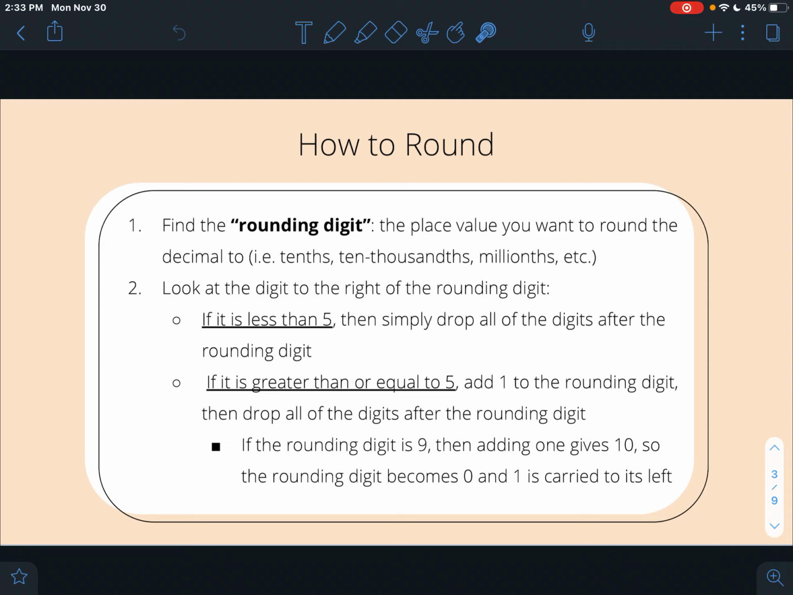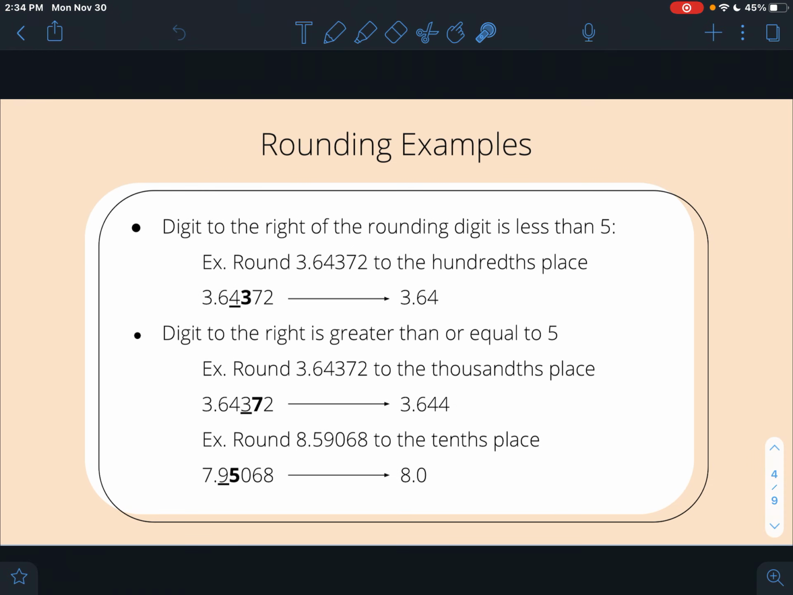Then, one important thing to note is that if the rounding digit is 9, then adding 1 produces 10. So the rounding digit becomes a 0, and the 1 is carried over to the digit to its left. If that digit is also a 9, then continue adding 1 and carrying over until you reach a digit that is not 9. Once you have added 1 to the rounding digit, get rid of all the digits after the rounding digit.